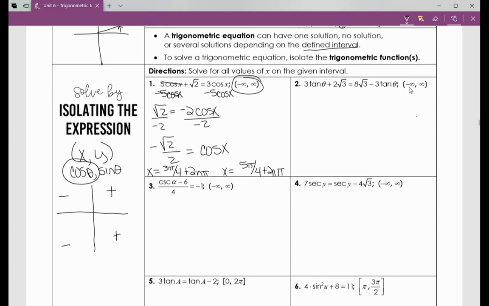So for our second example, I want to isolate tangent theta. So I'm going to add 3 tangent theta to both sides.